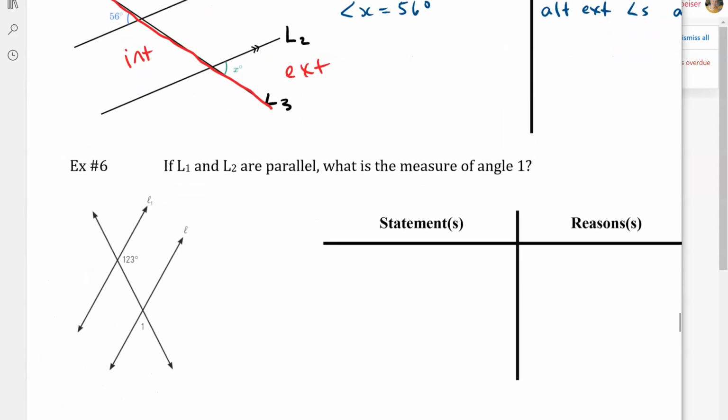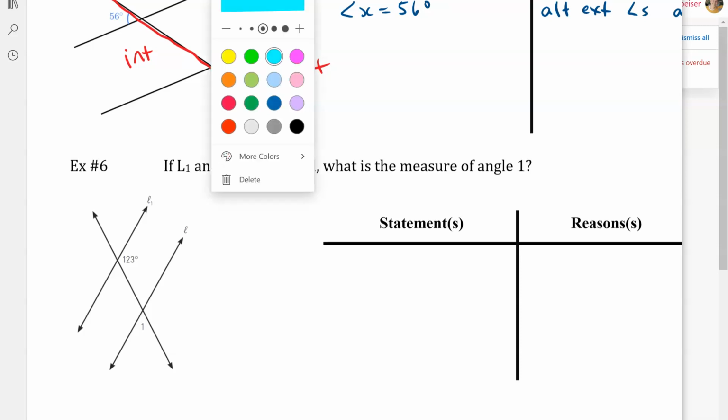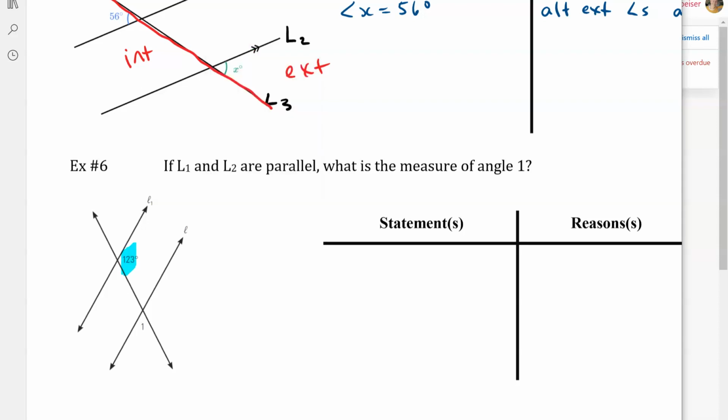Let's try number 6. If line 1 and line 2 are parallel, what is the measure of angle 1? I think this might be one that we'll have to do in 2 steps, because angle 1 is interior, that 123 is inside those 2 lines. Like this one here is an interior angle, and this one over here is an exterior angle. So they're not corresponding. So how could we do this? Well, there's lots of different ways we could do this.